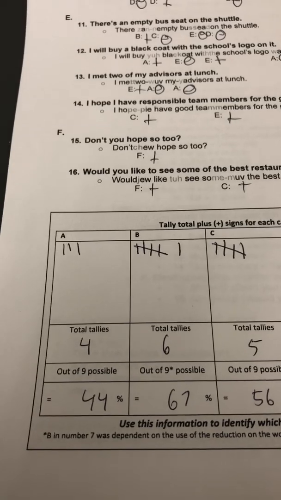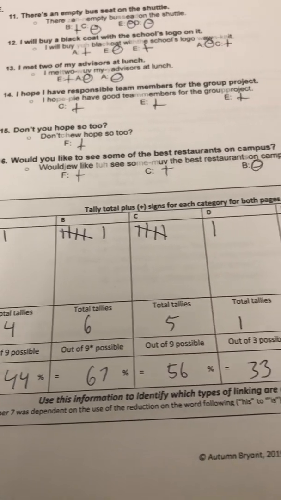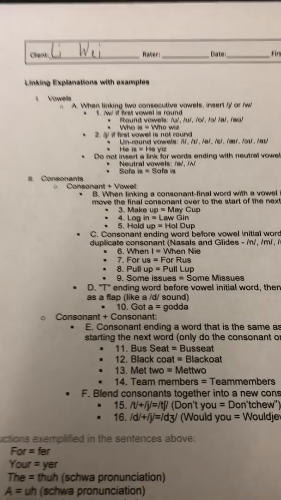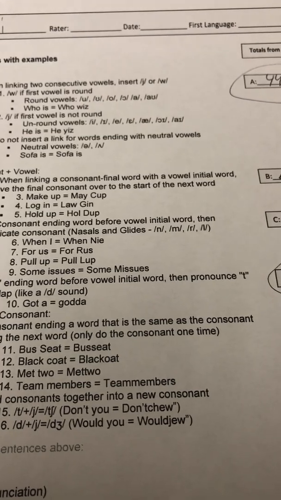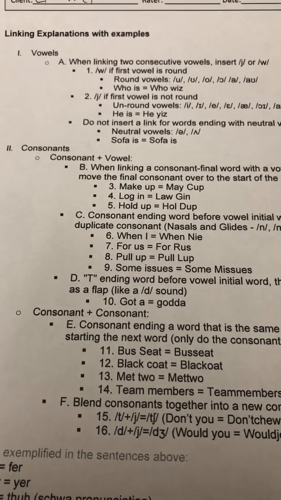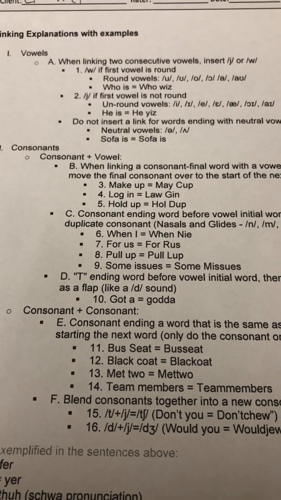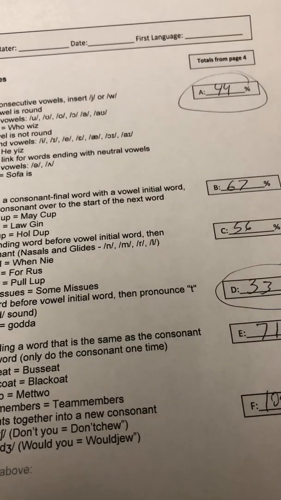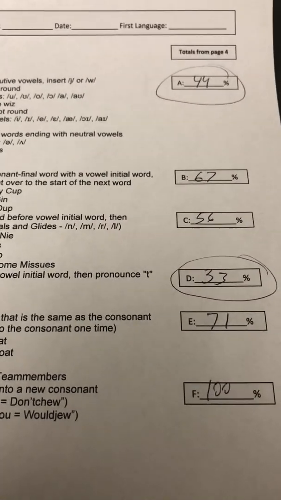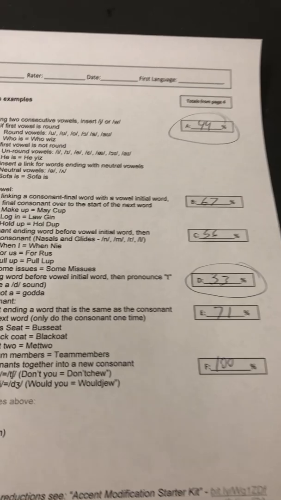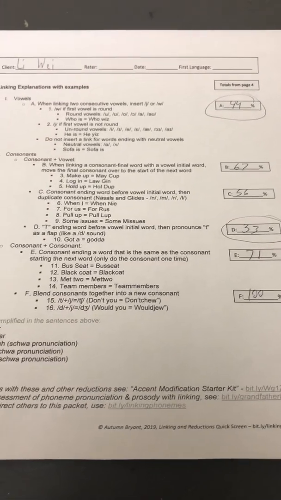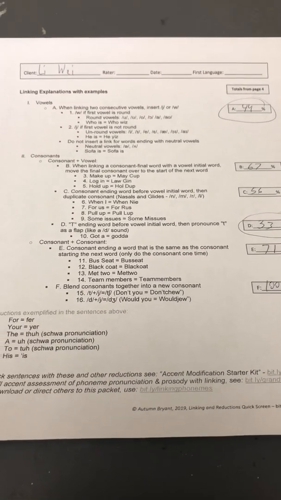And then I tallied how often they did each of those different types of linking. And there's an explanation page at the back that shows you exactly what we were going for with each one. So it's an explanation with the example of inserting the W for "who is" and how often they followed that kind of pattern. And so I just transferred those percentages from the tally sheet on the previous page. And then you can see I've circled the ones that I feel like need the most work, and these might be good places to start.